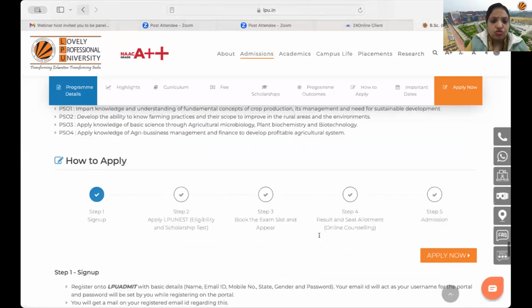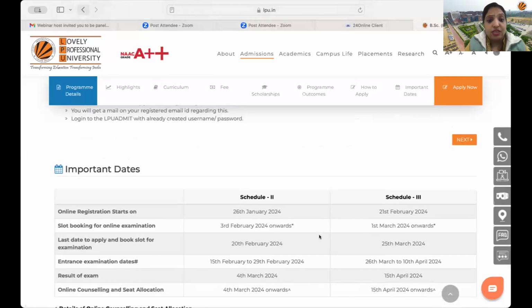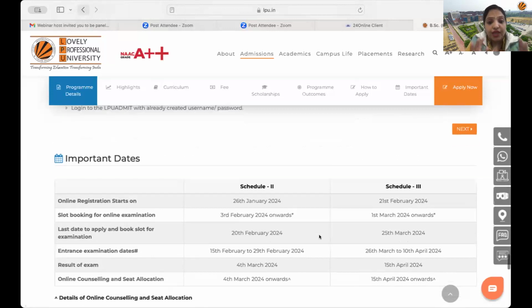Now, by scrolling more, I just want to tell them the important dates. My dear aspirants, either you note it down or you click a screenshot for this. This is very, very important, because if you miss applying, then you will not be part of that schedule. So outrightly, schedule 1 is over. You can now apply for schedule 2. The registration has already started. The last date to book the LPU exam is also mentioned, but I advise you not to go ahead with the last date. Plan your exam at the earliest.